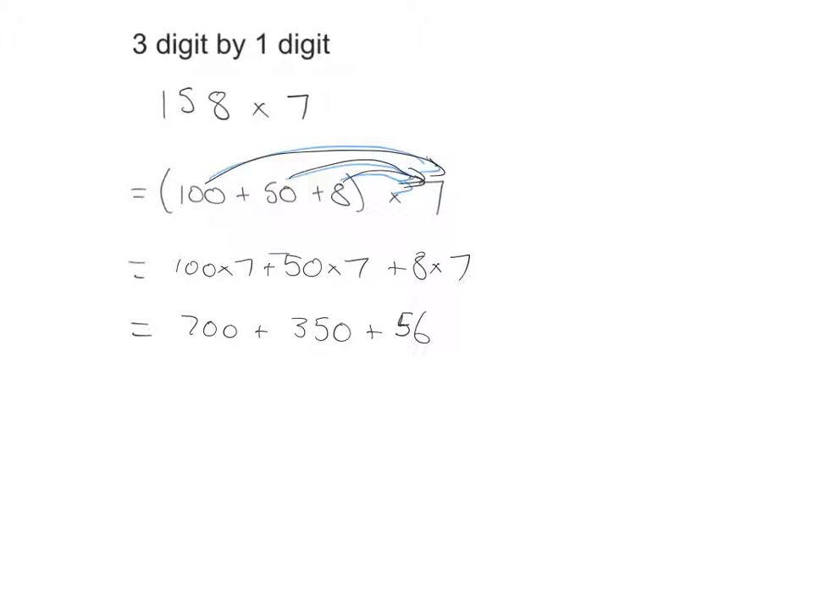If you need, please go to the side and you can definitely stack this and add it. 0 plus 0 plus 6 gives me 6. 0 plus 5 plus 5 gives me 10, so I'll put a 0 and regroup the 1. 7 plus 3 is 10, plus another one is 11. So the answer we have is 1,106.